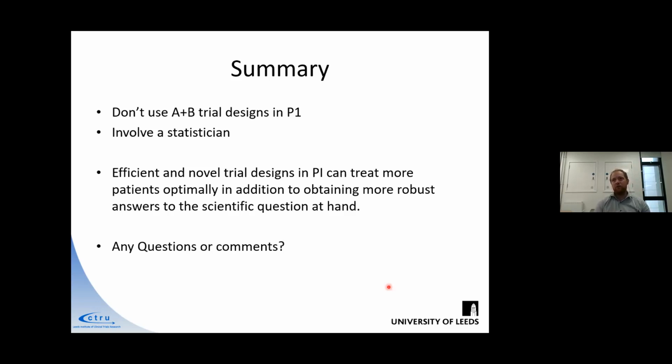I think there is sometimes an assumption that you should just get phase 1 out of the way, to get to the more exciting efficacy and get it into the clinic. But actually, by spending your time on phase 1, we can have more successful phase 3 trials by optimizing the trial design of phase 1.